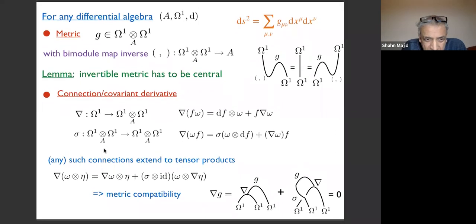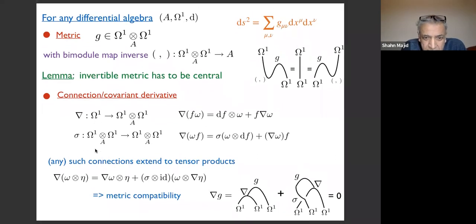Now, if you have a bimodule connection, then the other nice thing you can do is that the whole category of bimodule connections is a monoidal category. You can tensor product them. So for example, if I've got omega 1, a bimodule connection, and I look at omega 1 tensor omega 1, then I can define Nabla on the first one, Nabla on the second one, and then I have to move the left output of Nabla to the far left, and that's done by sigma.